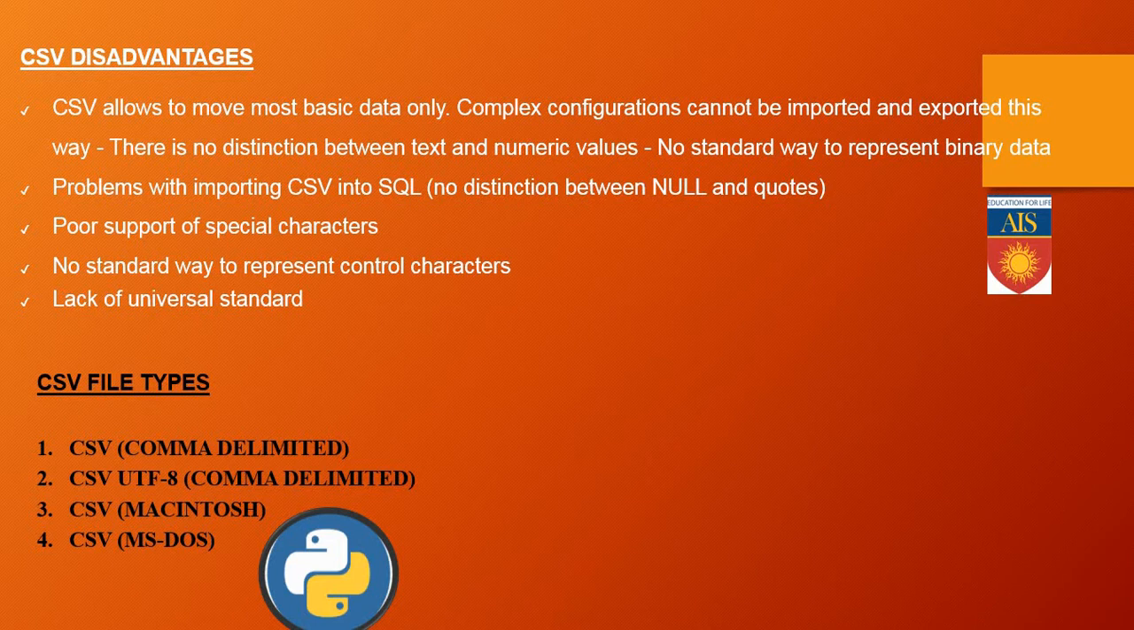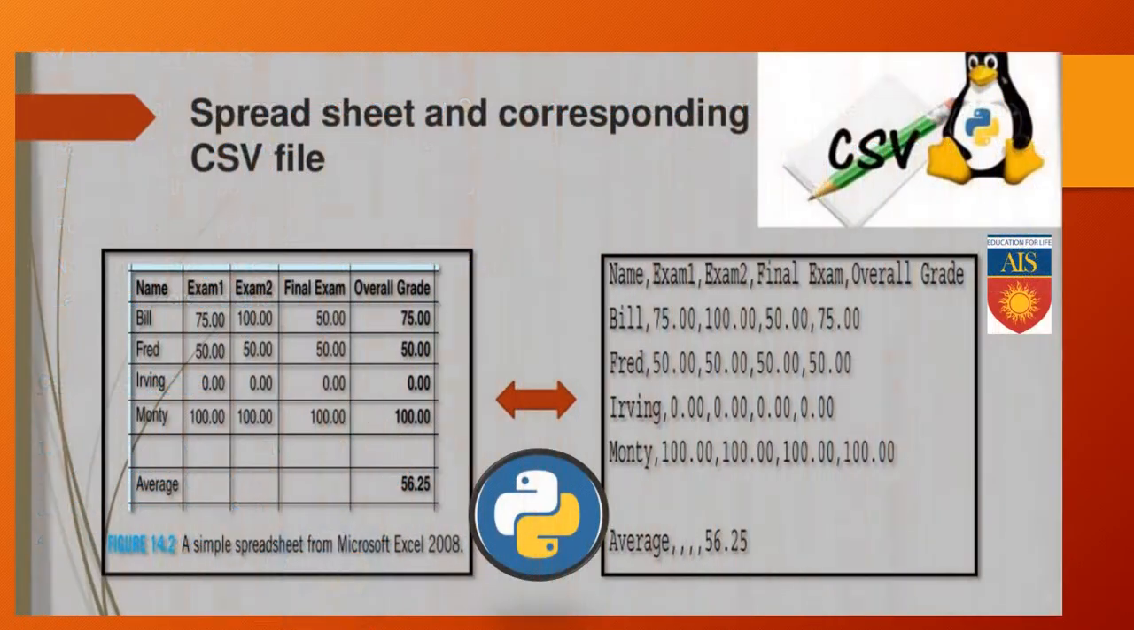Now we need to know the file types of CSV. So we have different types of CSV file: CSV comma delimited, CSV UTF-8 comma delimited, CSV for Macintosh and CSV for MS-DOS. So these are the available CSV types.